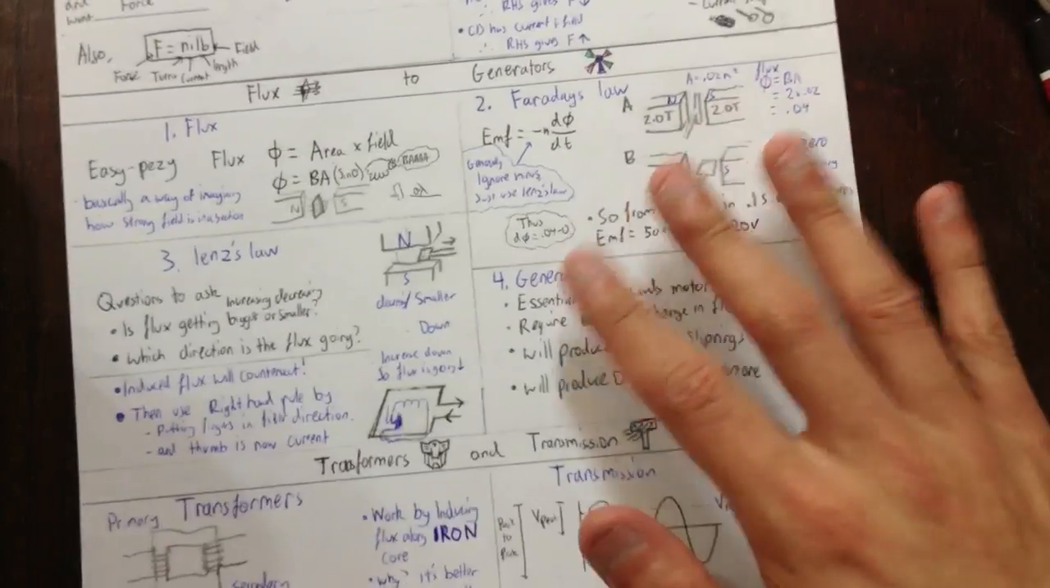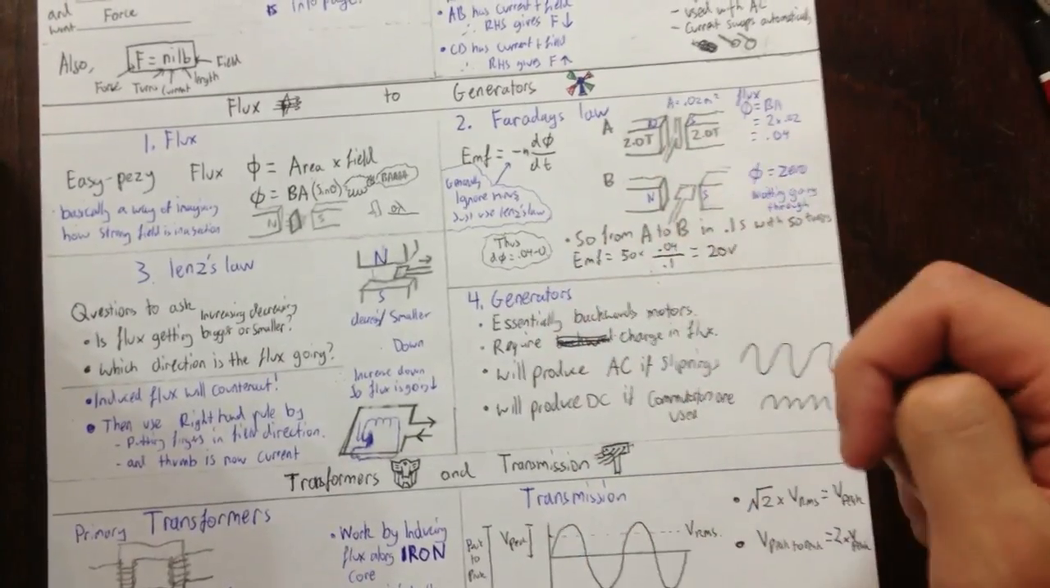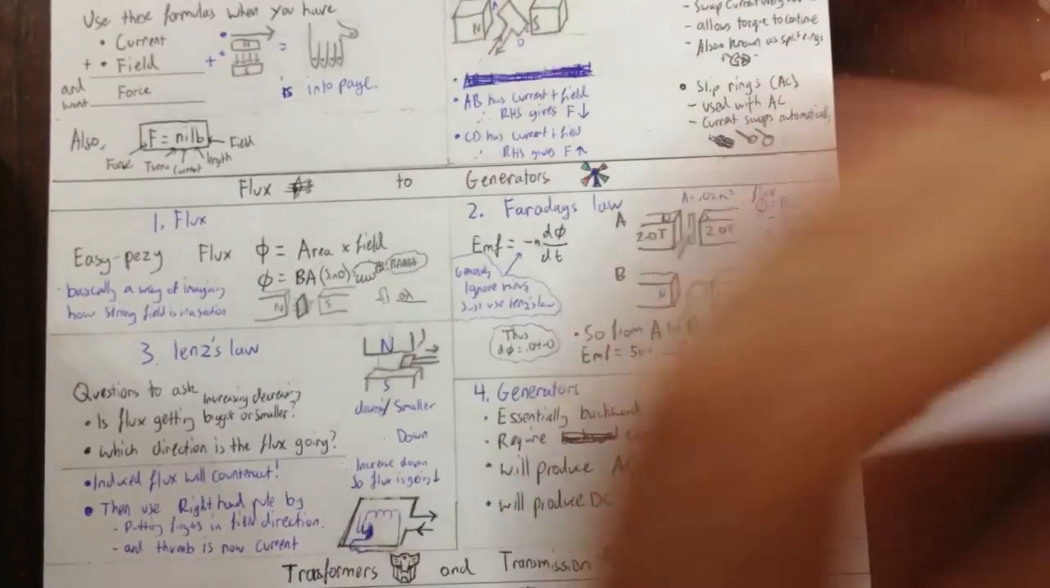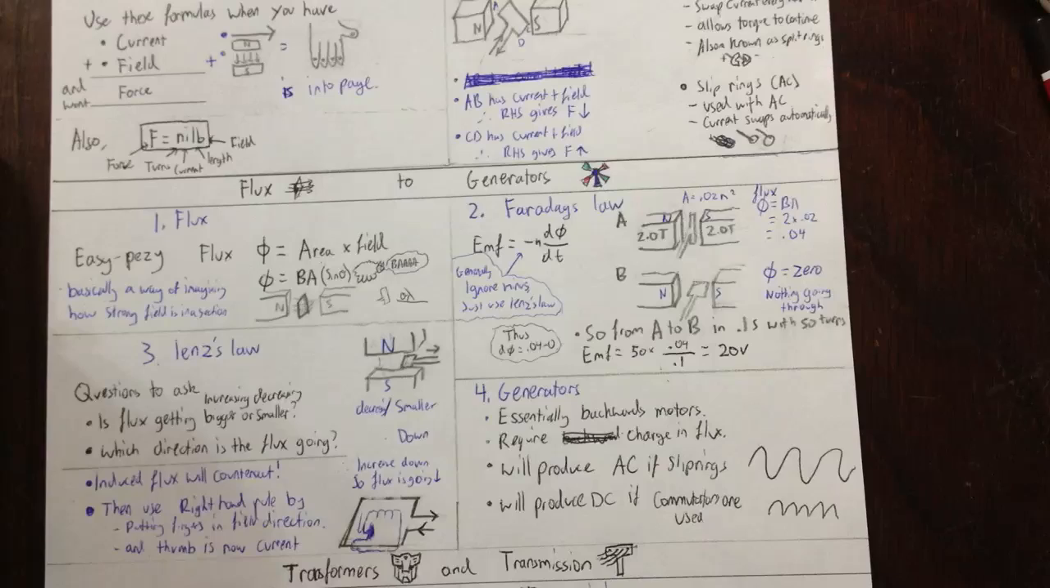Generators are essentially backwards motors, so you can use the same kind of theories. I'd like to see if I could give you an example, but I think at this stage you're going to have to be doing some practice questions. I might just go through this question.